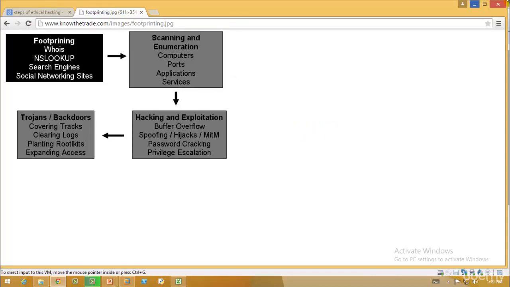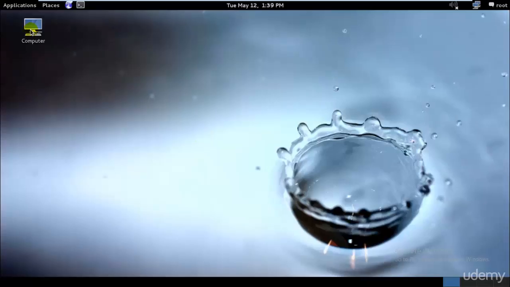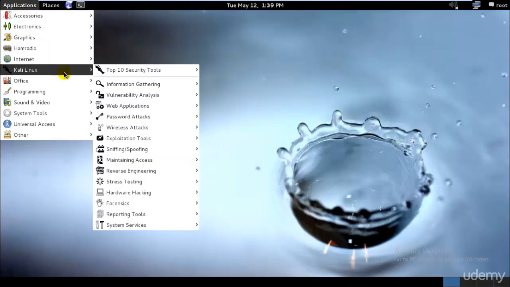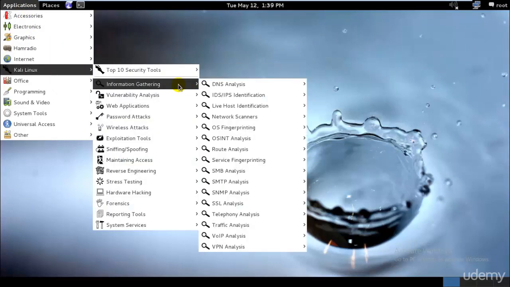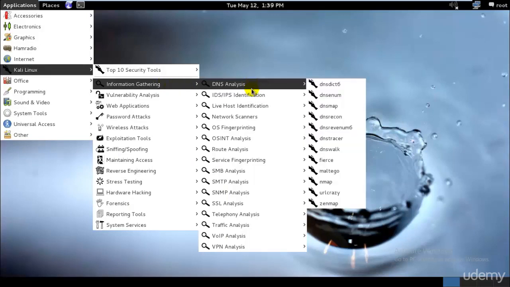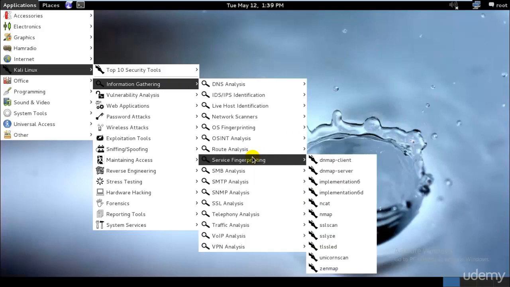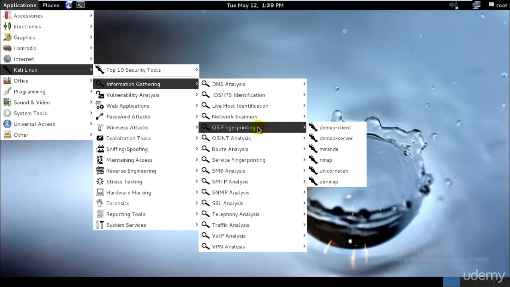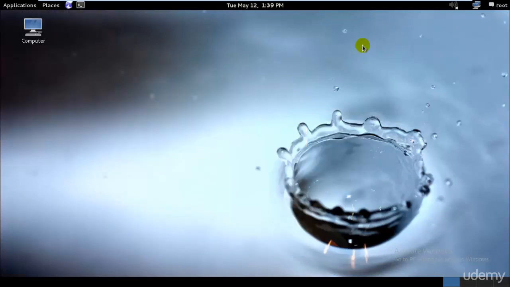Let's take a first look at footprinting. I'll show you the footprinting tools we have, and after that I will explain what footprinting is. As you can see, these information gathering tools are also known as footprinting tools. We have loads of things here: service fingerprinting, routing analysis, OS fingerprinting for gathering information about the related OS, and loads of other stuff. So let's first know what exactly the footprinting terminology is and what is included in it.